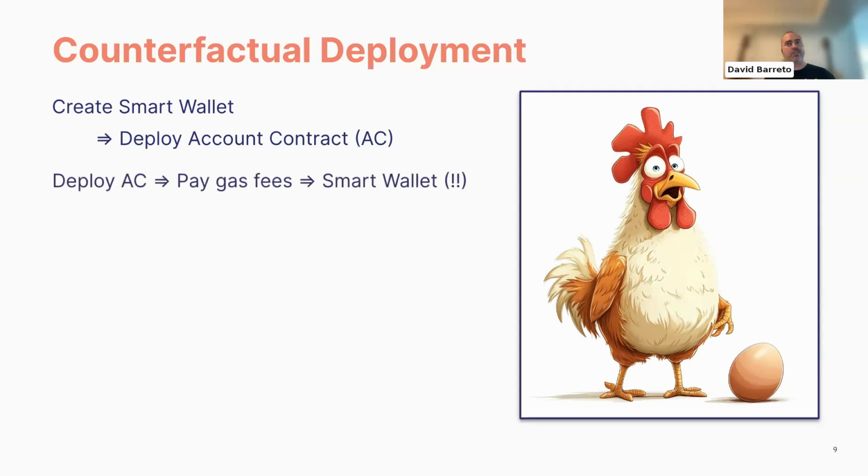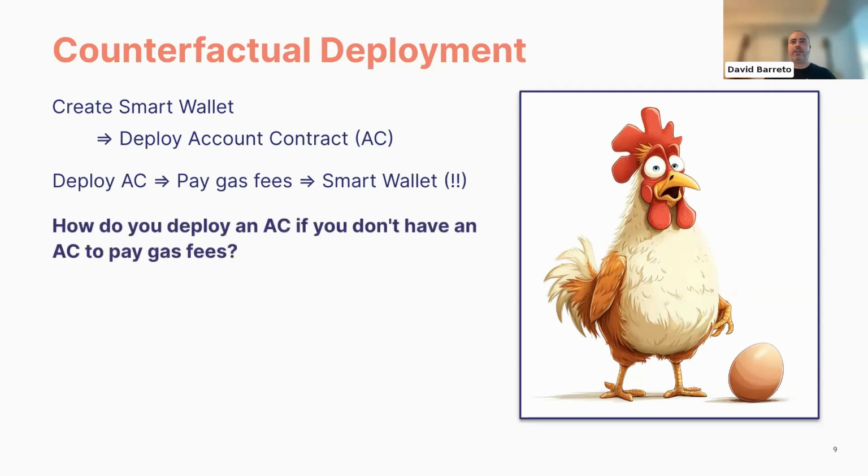But to deploy an account contract, you have to pay gas fees, right? Because you will be modifying the global state with new code. But to pay for gas fees, you need a smart wallet. And that is like a chicken and egg situation, right? Like a circular reference: to deploy a smart wallet, you need to have a smart wallet, which is obviously not ideal. You should be able to deploy an account contract without having a smart wallet if it's your first. So how do we get out of this circular reference?